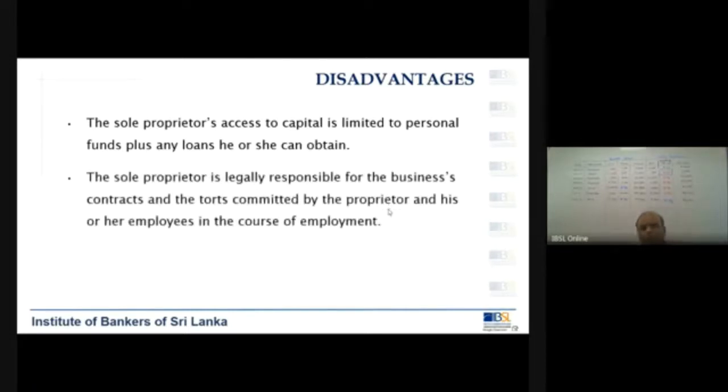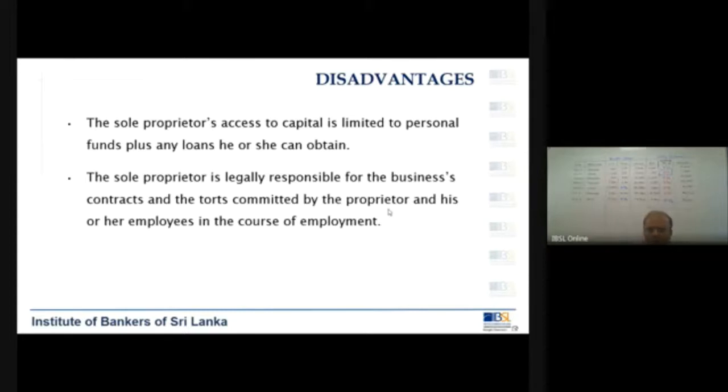The sole proprietor is legally responsible for the business's contracts and the torts committed by the proprietor and his employees in the course of employment. So that is very straightforward. You are a sole proprietor, and as a result, you are legally responsible for all the contracts that you enter in your business. Similarly, you are also responsible for all the torts committed by you or maybe anybody working under you in your business.